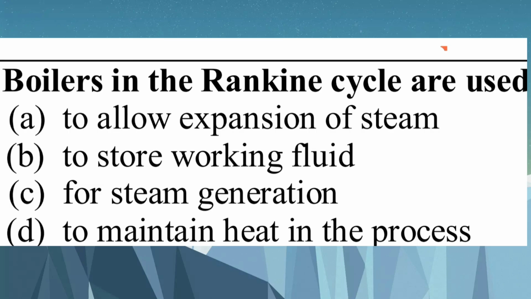Question number 27. Boilers in the Rankine cycle are used A. To allow the expansion of the steam. B. To store working fluid. C. For steam generation. D. To maintain the heat in the process. For steam generation, boiler is used for the steam generation.